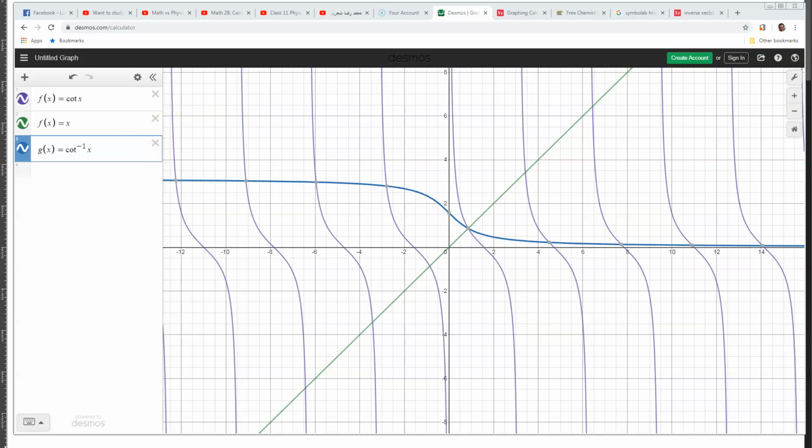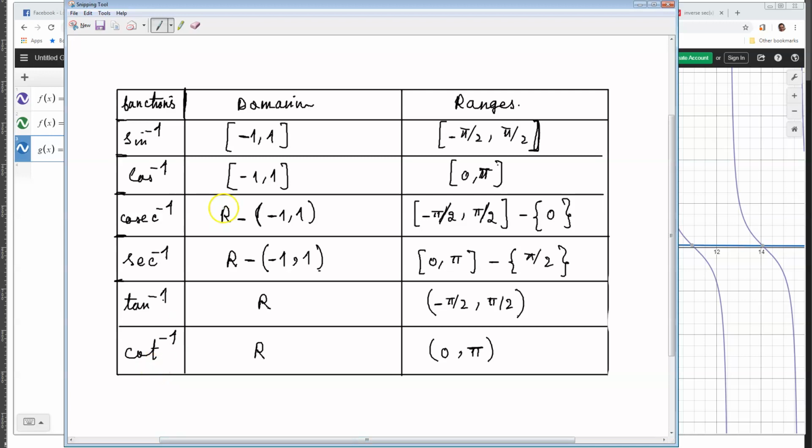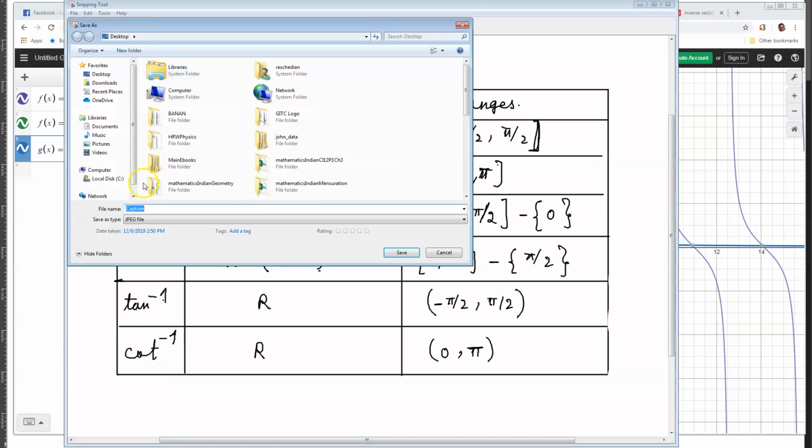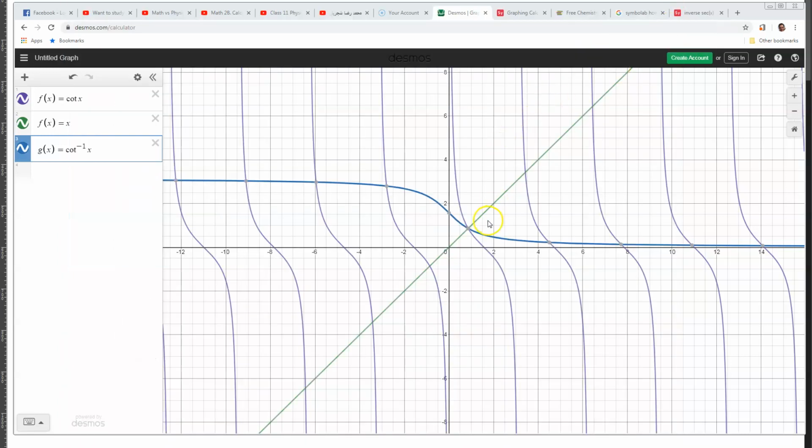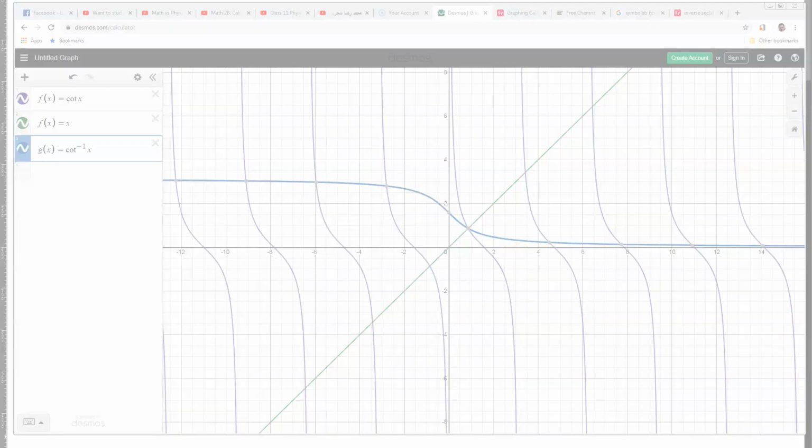Now, let me actually save this somewhere over here. Save it on desktop. Inverse trigonometric functions, domain and range, right? Domain range table.